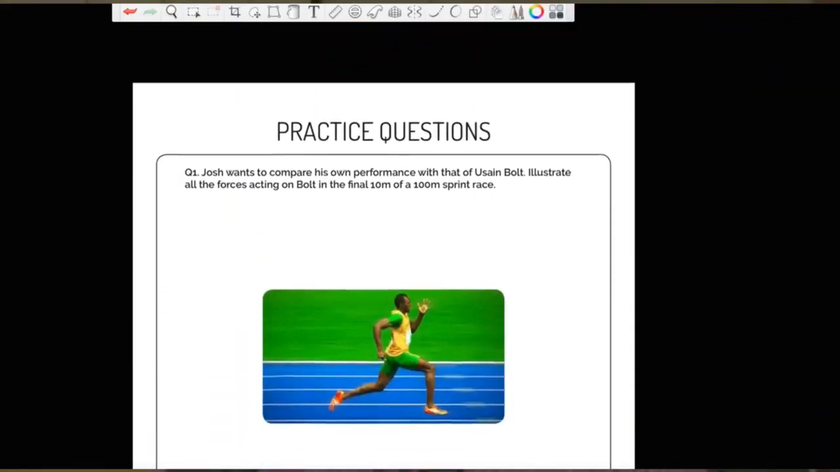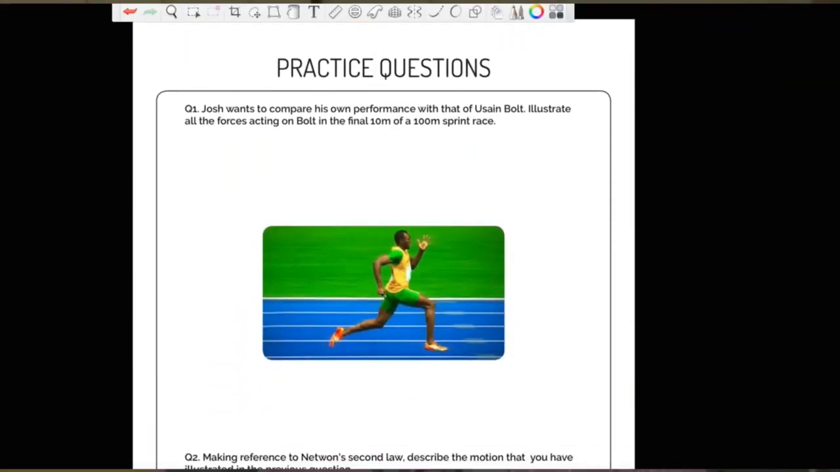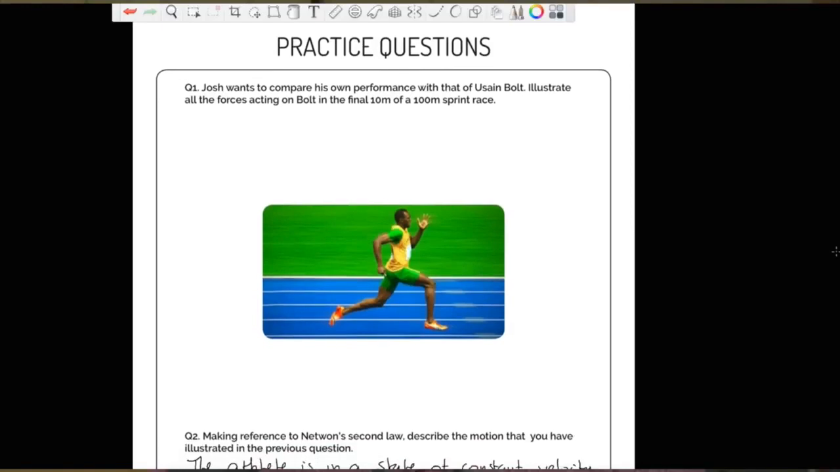All right, let's do a question. So, Josh wants to compare his own performance with that of Usain Bolt. Not a good idea in my opinion. Illustrate all the forces acting on Bolt in the final 10 meters of a 100-meter sprint. Now, this is really interesting. The final 10 meters of a 100-meter sprint. My question to you is, what state of motion do you think is happening there? But here are your choices. Do you think that Bolt is accelerating in the last 10 meters? Do you think he is at constant velocity in that last 10 meters?